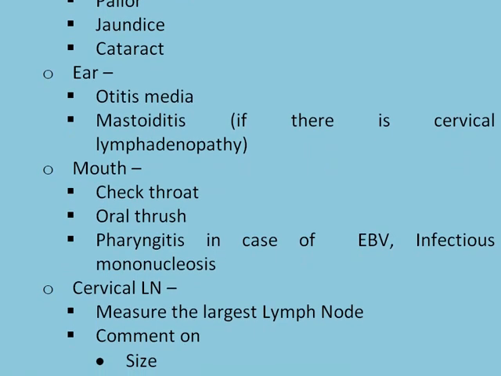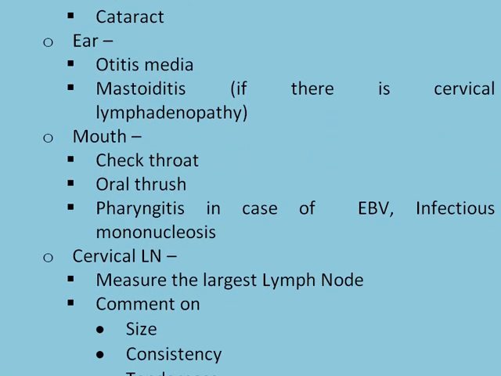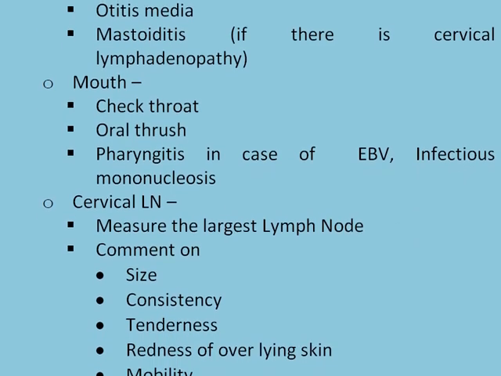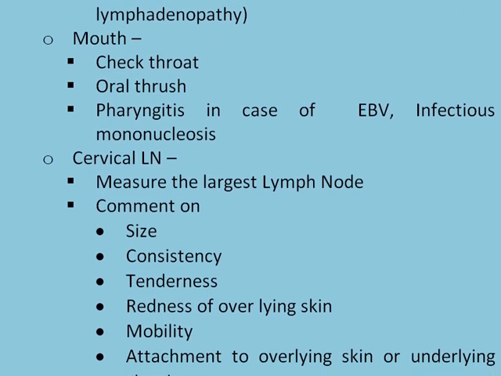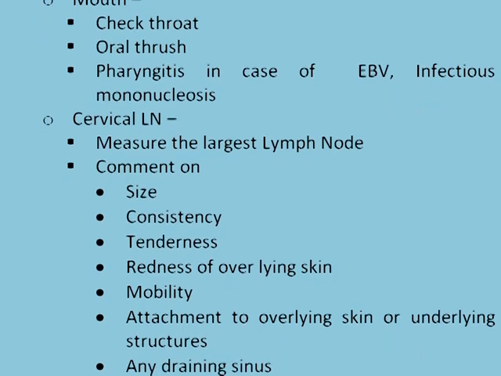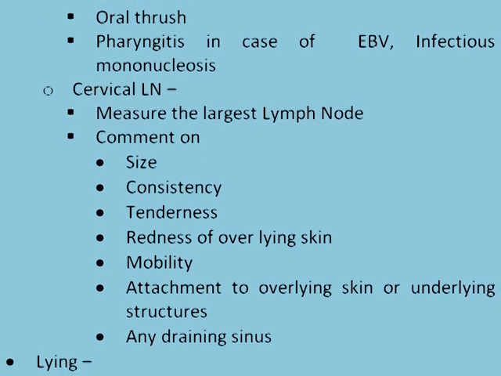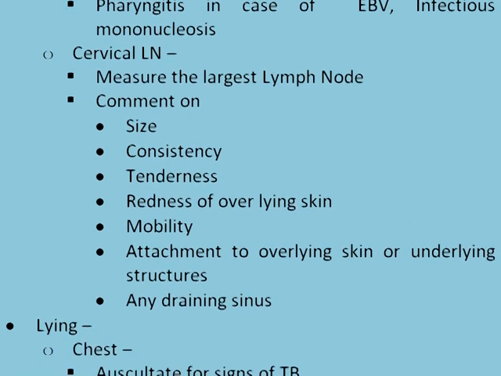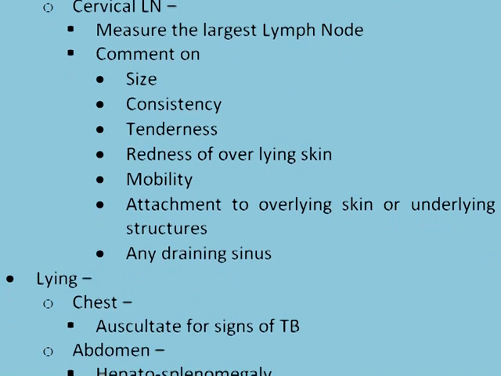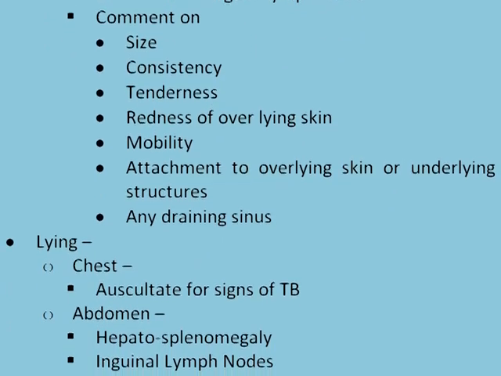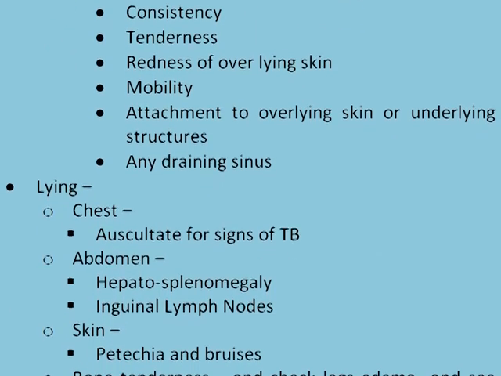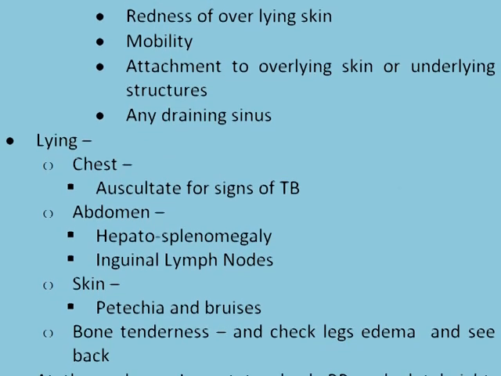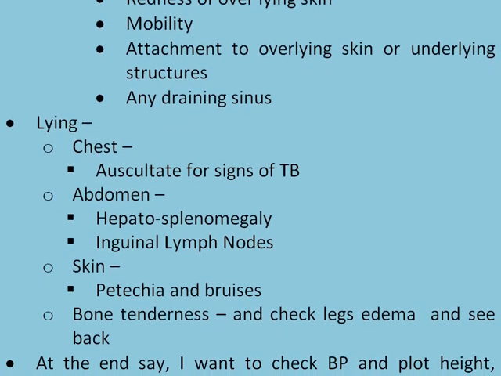Cervical lymph nodes, measure the largest lymph nodes. Comment on size, consistency, tenderness, redness of overlying skin, mobility, attachment to the overlying skin or underlying structures, and any draining sinus. You remember these features should be checked for all the lymph nodes. And while the child is lying, you check the chest and auscultate for signs of tuberculosis, abdomen for hepatosplenomegaly, inguinal lymph nodes, skin for petechiae, bruises, bone tenderness, and check leg edema, and see the back.